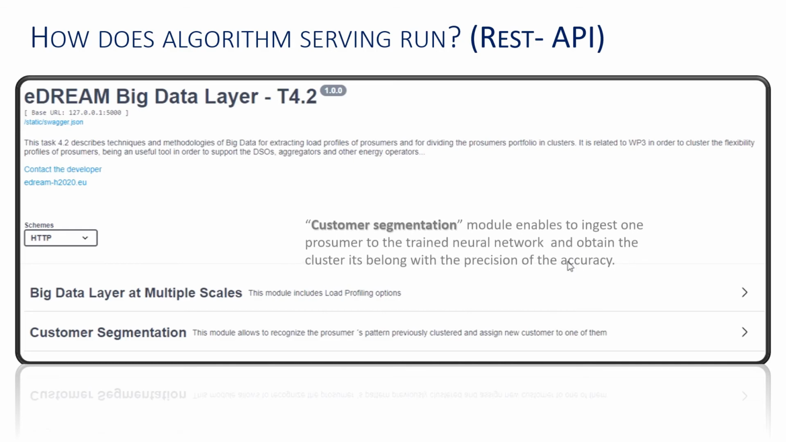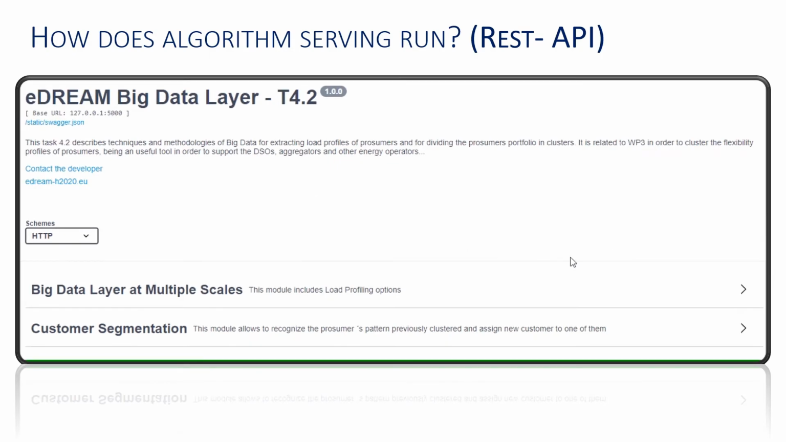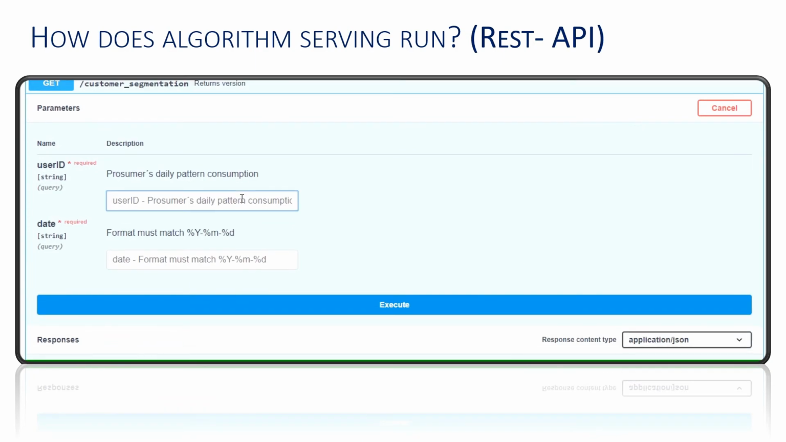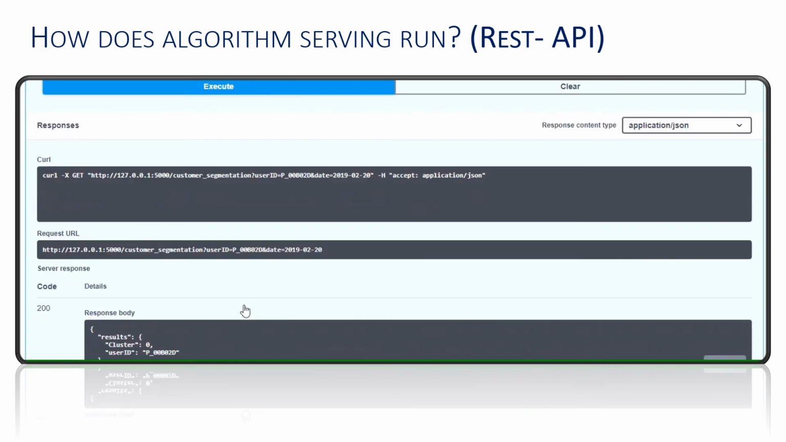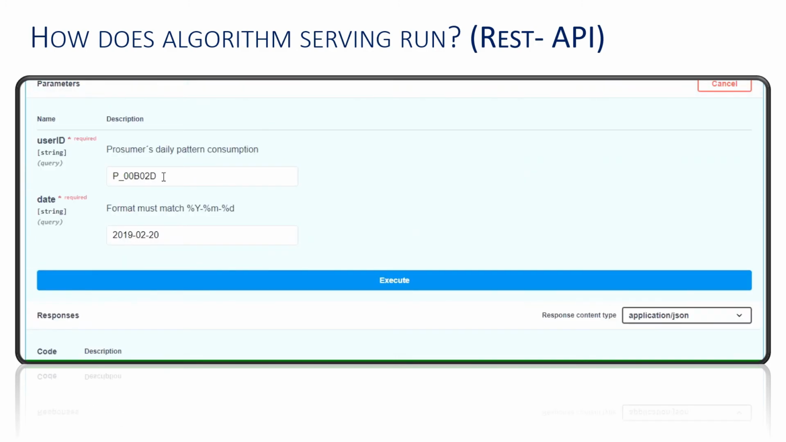To finalize this demo, we will simulate that we want to classify a couple of new users into the previously defined clusters. So, we send to the customer segmentation tool the user's ID and the time frame. The algorithm answers back with the cluster level of each user. We can see that the different users are classified into two different clusters.